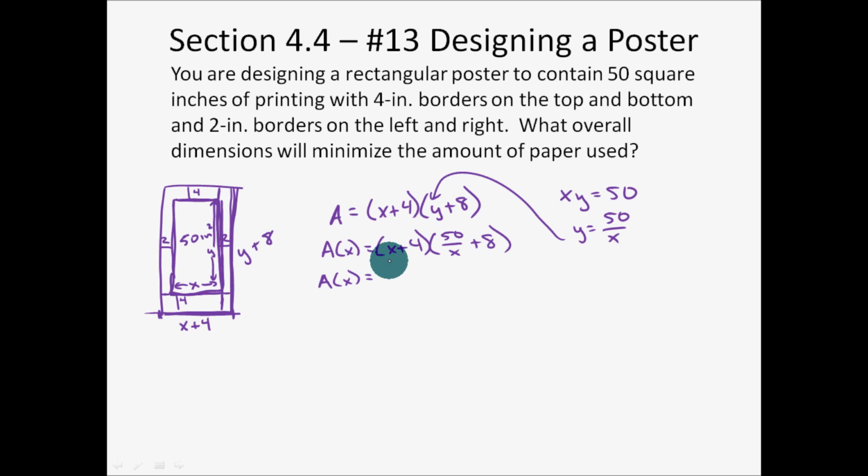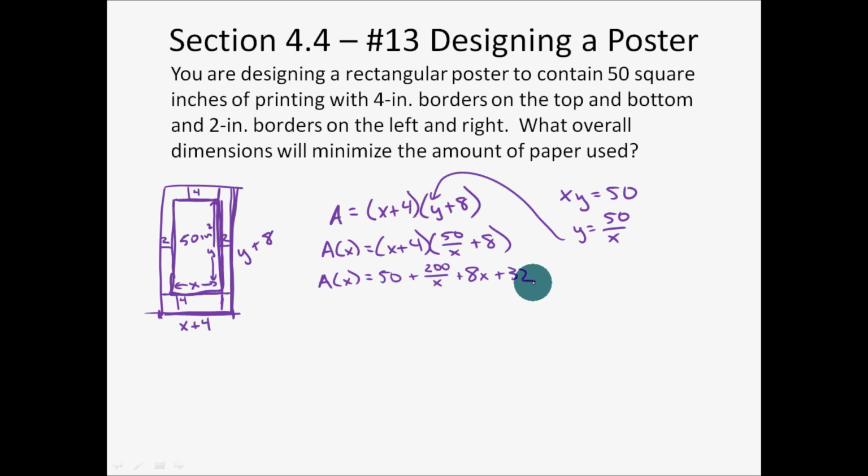Remember, the product rule is when you have something times something, then you have u v prime plus v u prime. Instead, I'm just going to multiply this out. So x times 50 over x is just 50. 4 times 50 over x is 200 over x. x times 8 is 8x. And 4 times 8 is 32.